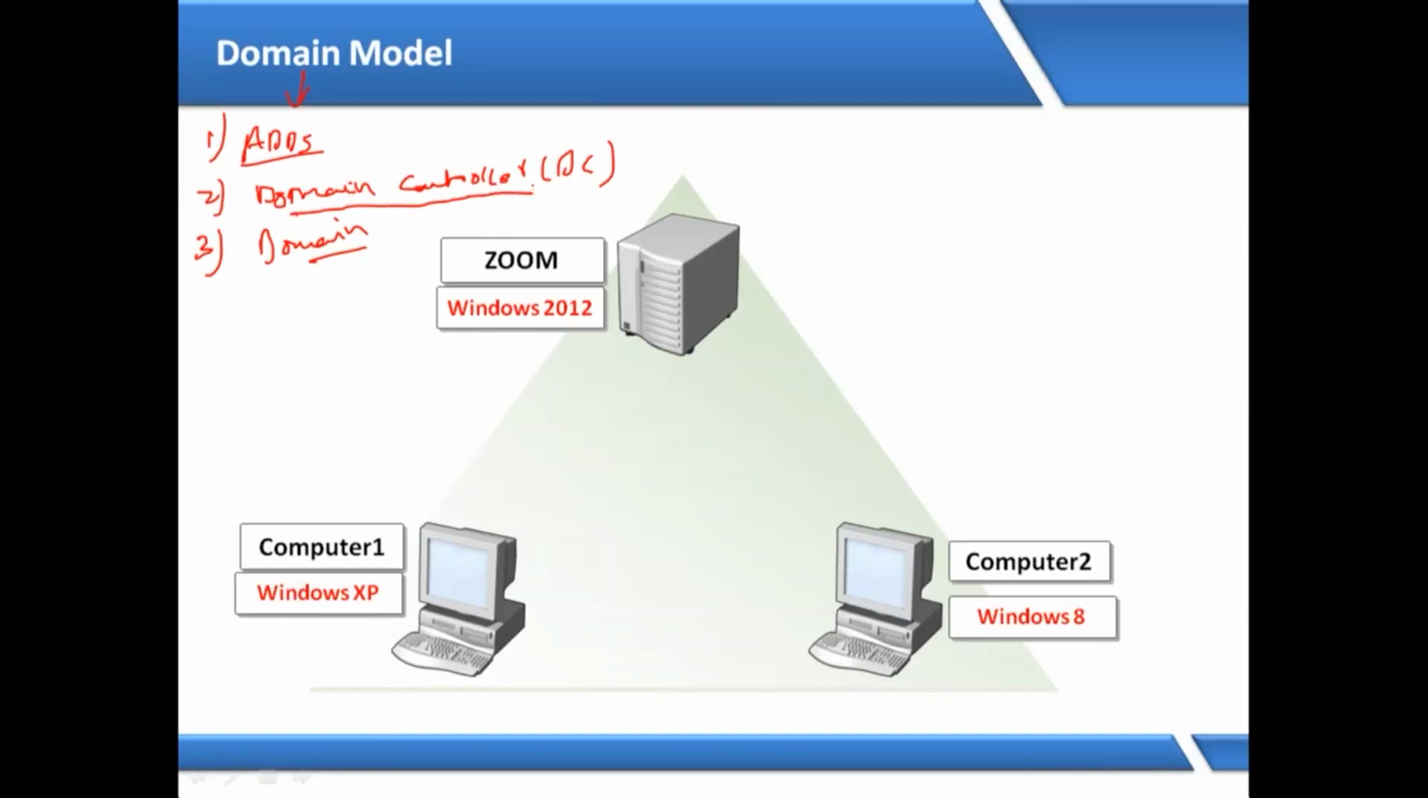So these are the three things we need to discuss in today's session. I repeat once again, in today's session we are discussing the first class of Active Directory. We have about four classes remaining. We'll start first with ADDS, after that domain controller, then the domain. Once we know these three things, we can understand the domain model: ADDS, domain controller, and domain.